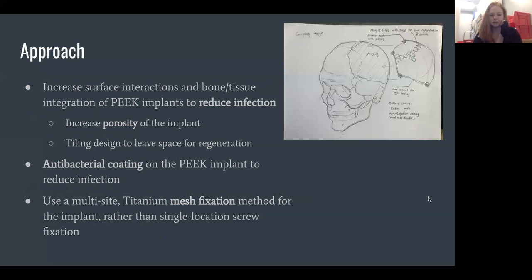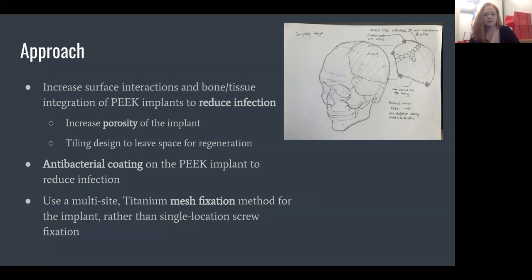This will be done primarily by increasing the porosity of the implant material and by using sort of a mosaic tiled design of the implant materials, as you can see in the image at the top of this slide, to leave small spaces that will hopefully allow for new bone ingrowth. Additionally, our plan includes an antibacterial coating of the PEEK material used for the implant to fight any potential post-operative infection that may start to develop.